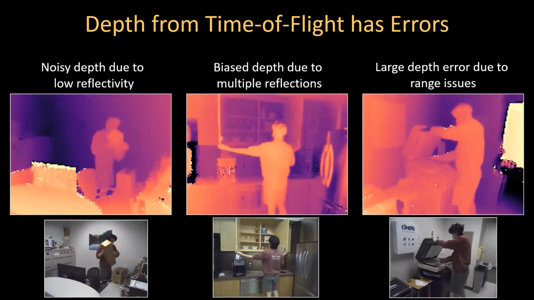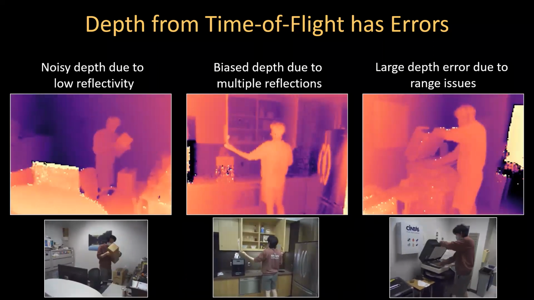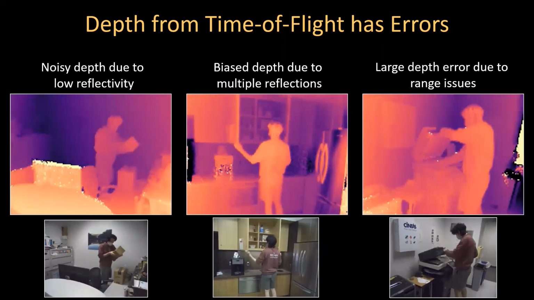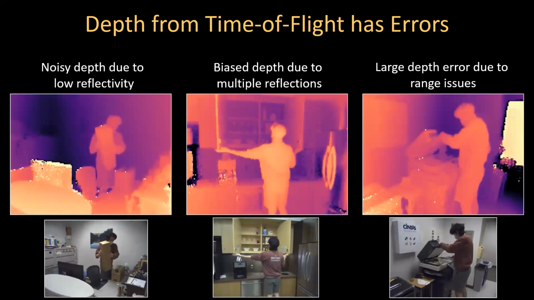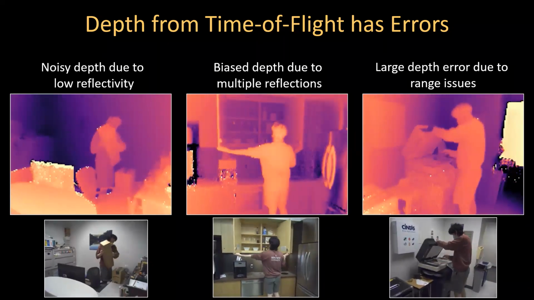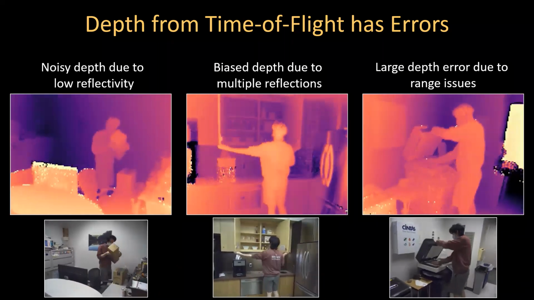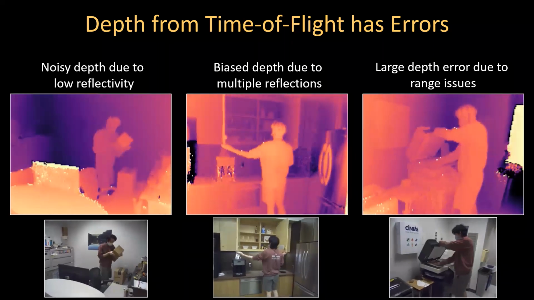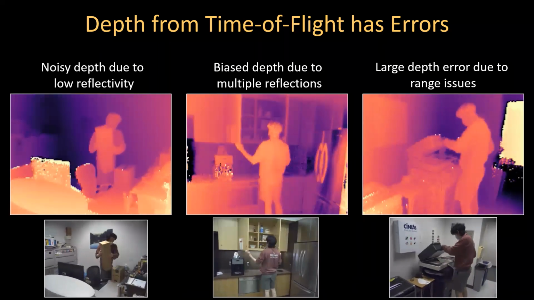In the second case, we have biased results from multipath reflections. So depth cameras typically make the assumption that the first surface that the light hits was the only surface of intersection. But when you're dealing with reflective objects, that isn't the case. The light has bounced from somewhere else before it bounced into the camera, right? And so you see that the reconstruction in this region is very noisy, unreliable.